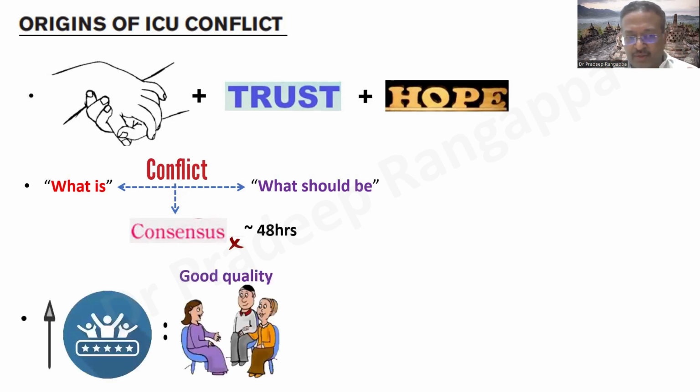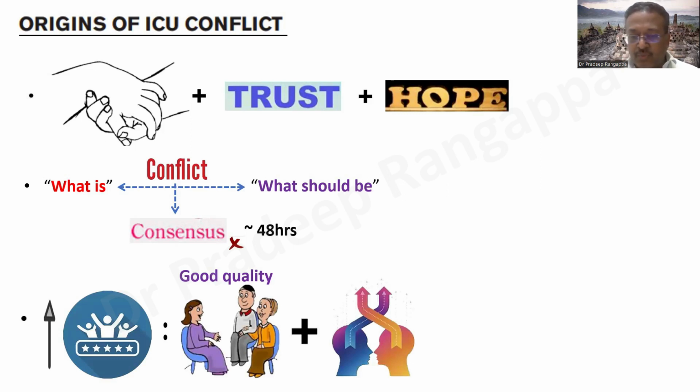So this is a very important aspect, to improve the understanding of the patients and to narrow down this divergence that exists between what is and what should be. There have to be three important components. At the end of my talk, if you remember these three components, I think that would be the recipe for avoiding conflict: good quality, timely communication with shared decision making. So this is very important.